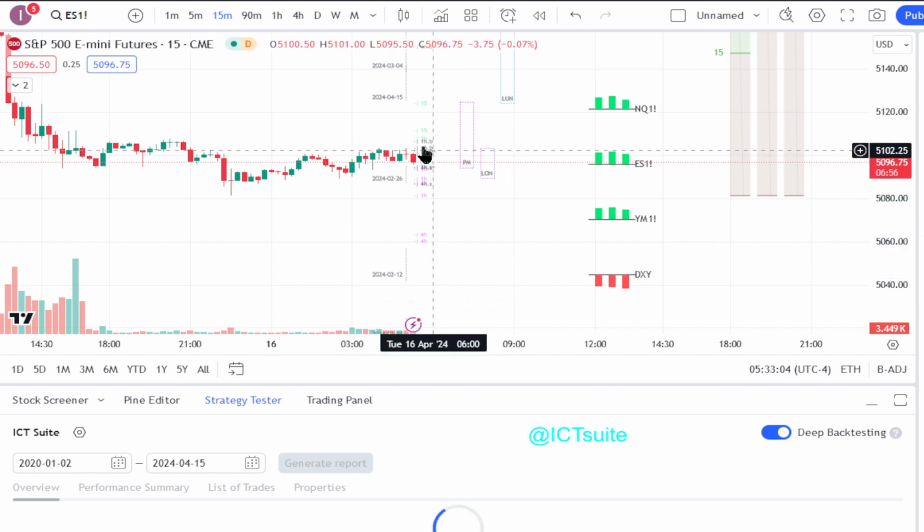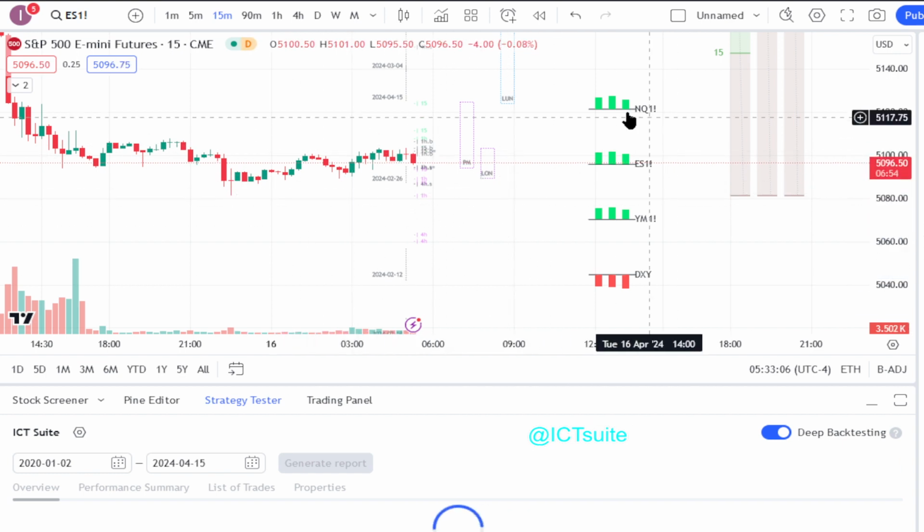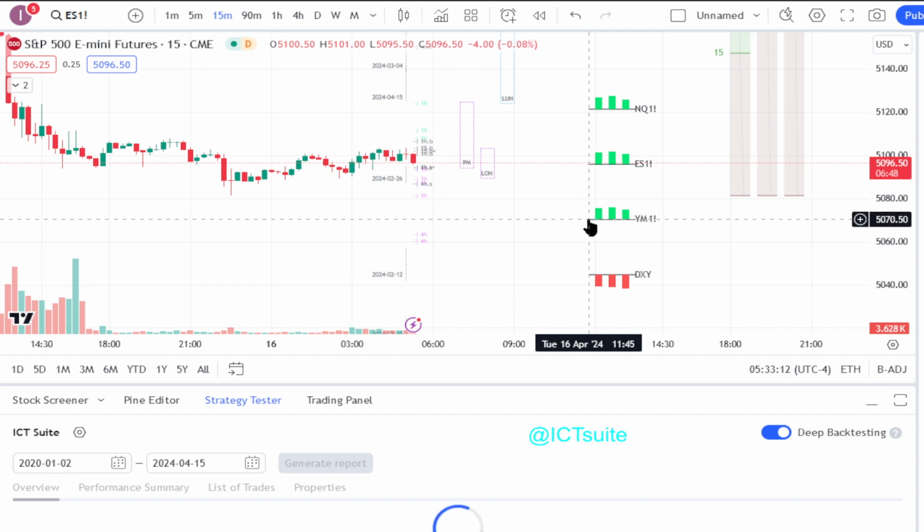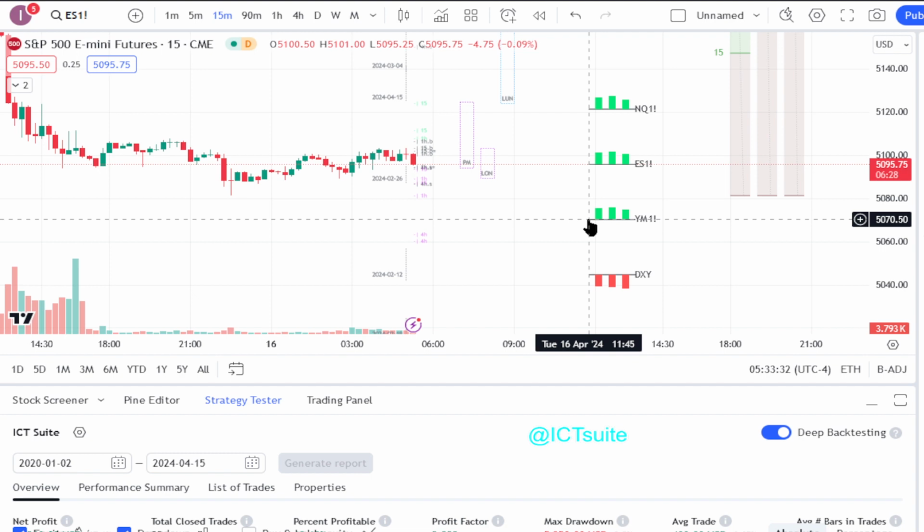So this is ICT suite. There are many options that can be applied. All of the main ICT concepts are included for backtesting. We are looking at the 15-minute chart in ES. We have 4 years of data, so it's looking back to the beginning of 2020, somewhere like March, April, I think.